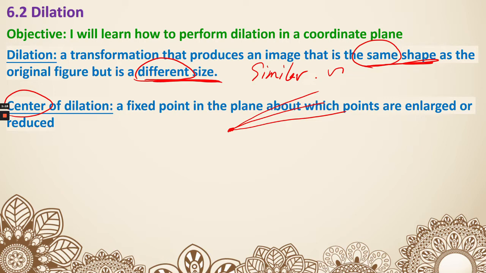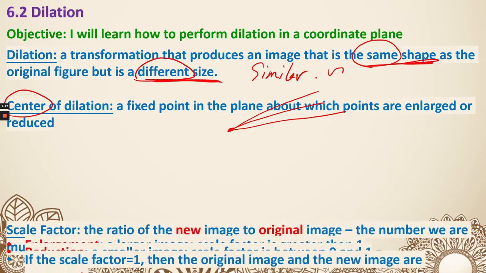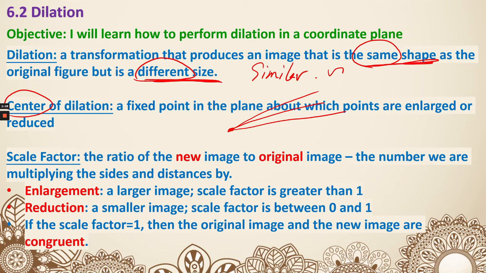And since we're changing the size of the shapes, we're going to have a scale factor, emphasizing it's a ratio from the new figure to the original figure. So the fraction is going to be new over original. That is the one and only way to represent the scale factor: new over original.